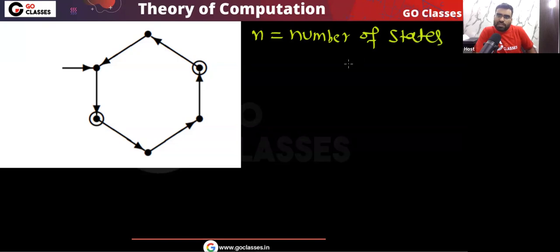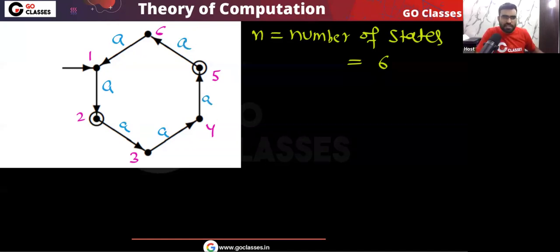Okay, let's see this example. How many states are there? Tell me, number of states n. In this DFA, the number of states is 6. Yes or no? There are 6 states. You can see, let's call it state 1, state 2, state 3, 4, 5, 6. Okay, so let's assume these are the transitions on symbol A. So you can easily see the number of states is 6.